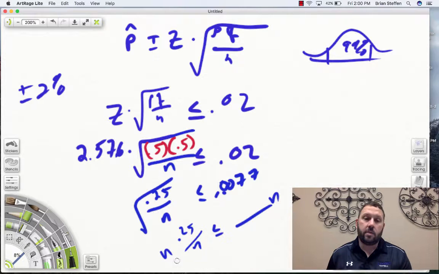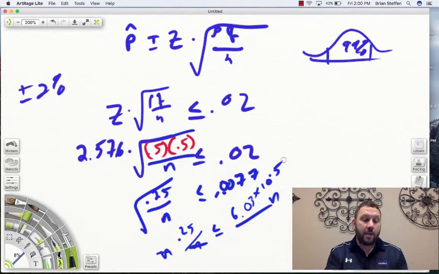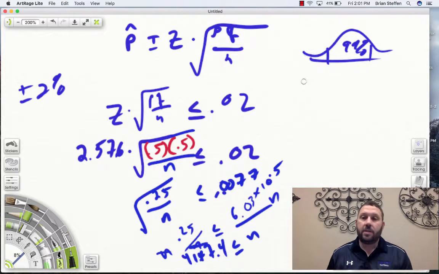All right, so this number times n, so here my n's reduce, and then I divide both sides by this number. What this was, by the way, I did it in my calculator, 6.03 times 10 to the negative fifth. Not an easy number to write down, but anyways, I'm then going to do 0.25 divided by that number to get n all by itself. And I find out that if I want to do that, n must be at least 4147.4. So basically, n must be at least 4148.